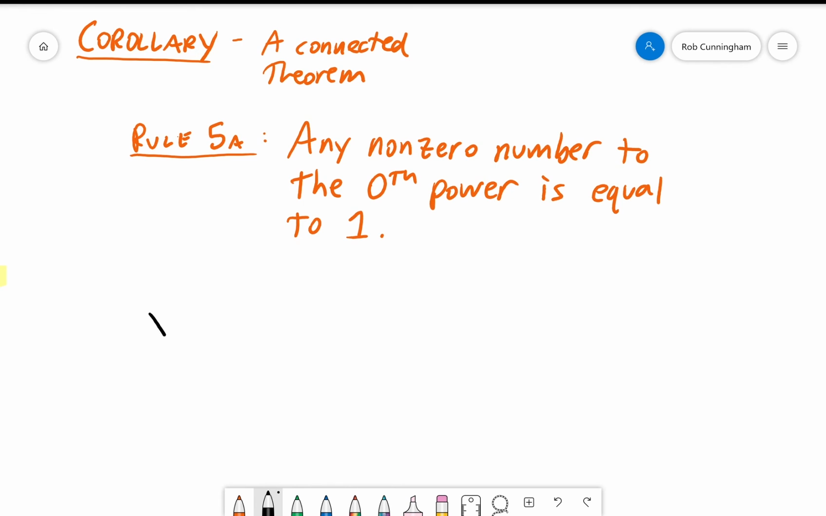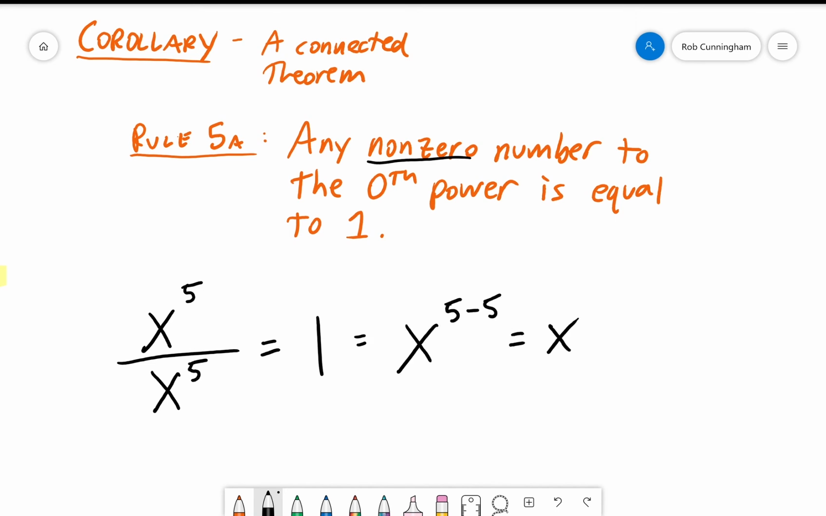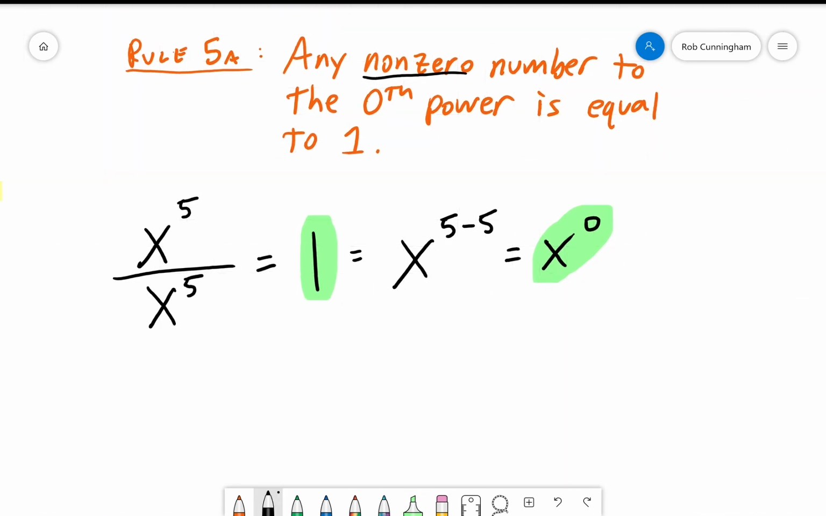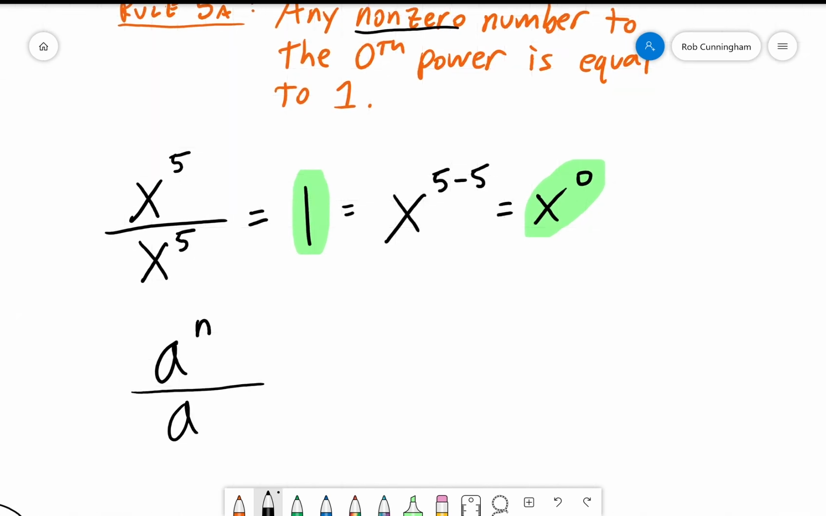Check this out. If I have x to the 5th divided by x to the 5th, yeah? Well, we already know that anything divided by itself is 1, right? Anything that's not 0. Again, non-zero. But we also know that this is x to the 5 minus 5, which means x to the 0. X to the 0 equals 1. Very quick, very simple proof. In fact, we could even do it with generic numbers, right? We could say a to the n divided by a to the n equals a to the n minus n equals a to the 0, but also anything divided by itself does indeed equal 1.